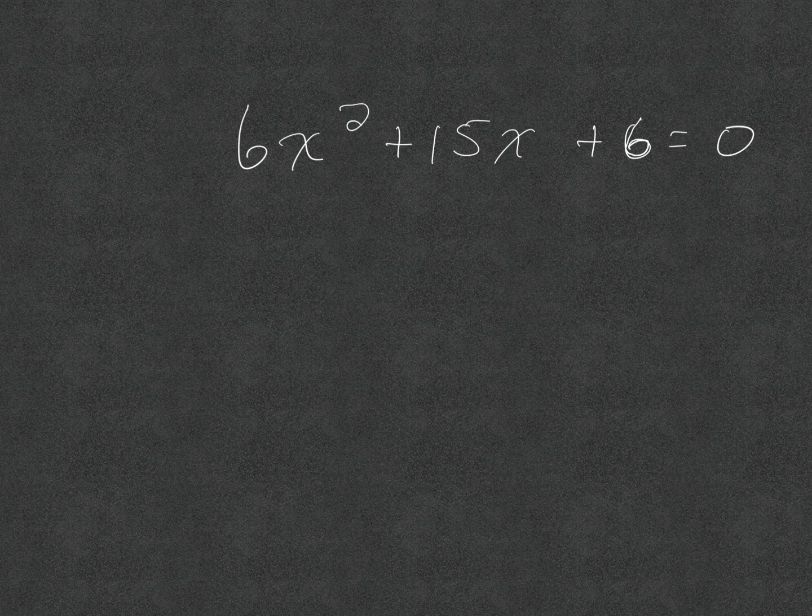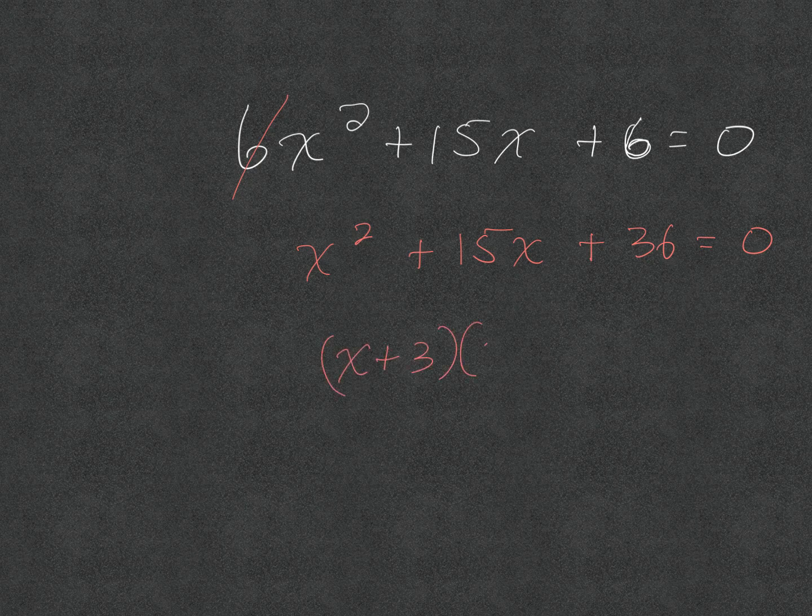Okay, welcome back. So for the second method, you're going to multiply the a times the c. So we're going to get rid of the a. So we're going to have x squared plus 15x plus 36 equal to 0. Multiply the a times the c, get rid of the a. Now, how do I factor this? Well, I'm going to have an x plus 3 times an x plus 12 equal to 0.